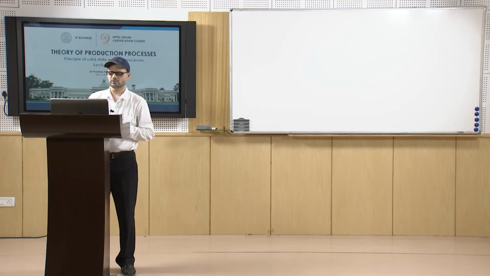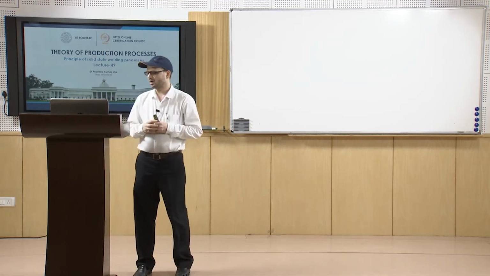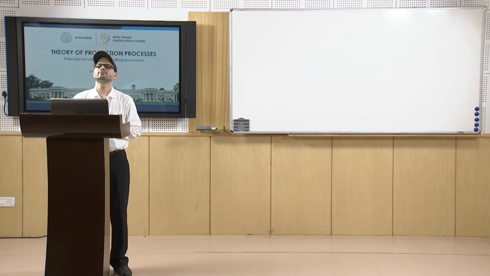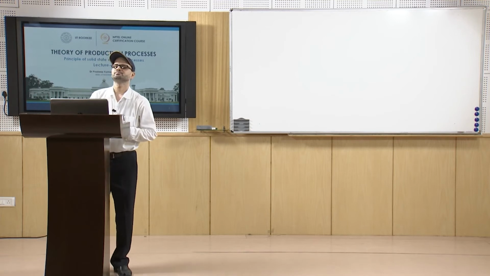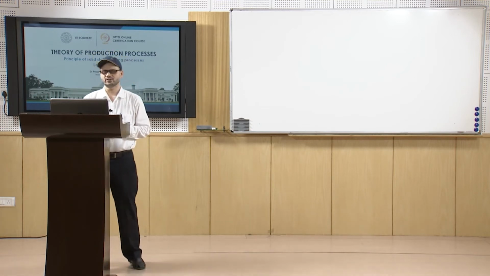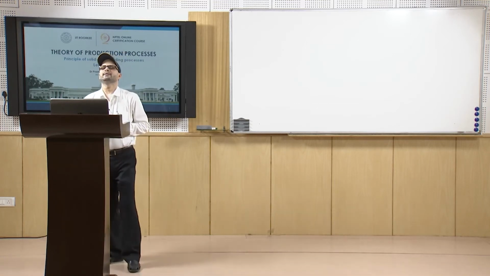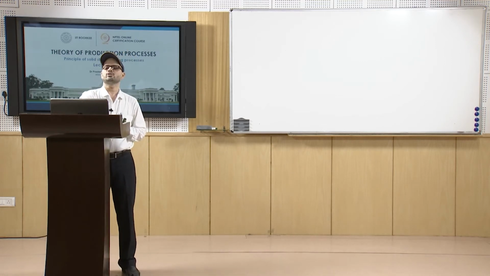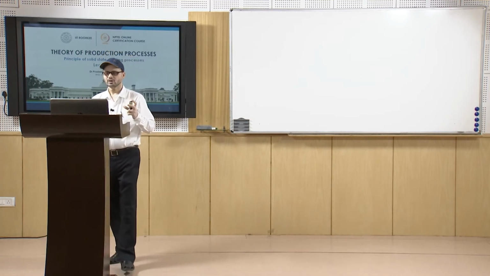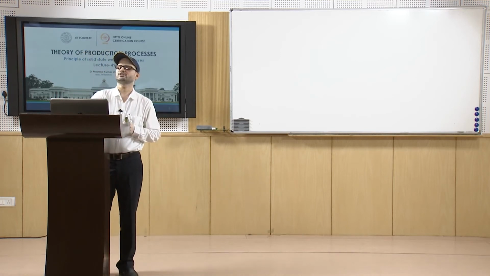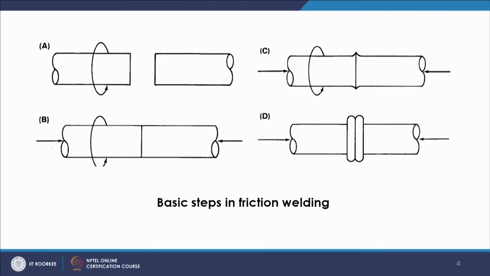Now we will discuss the sequence of the different steps which occur in friction welding. As we see, you have 4 steps, A, B, C and D. Initially there is rotation of A. A is rotated and B is stationary. Slowly they will be brought together. So in step B, it has been brought together here.